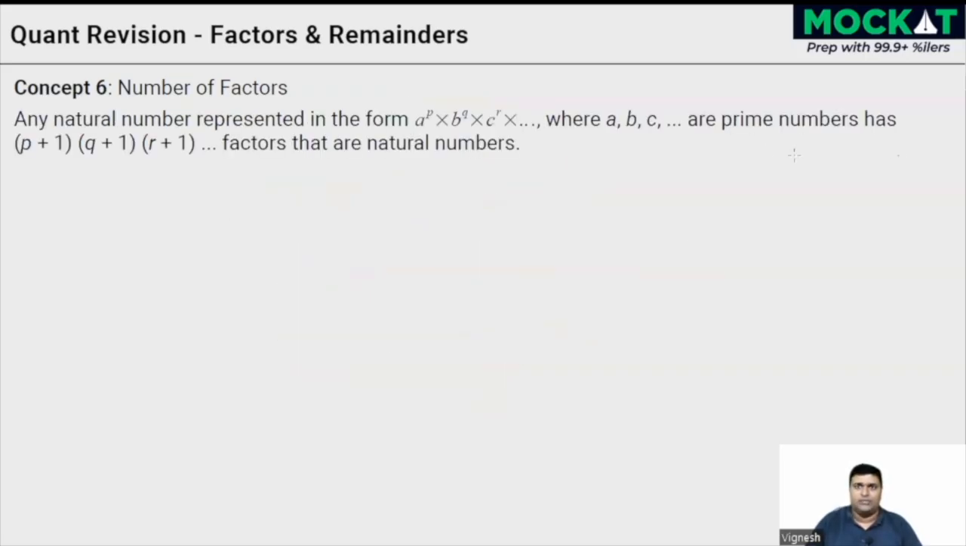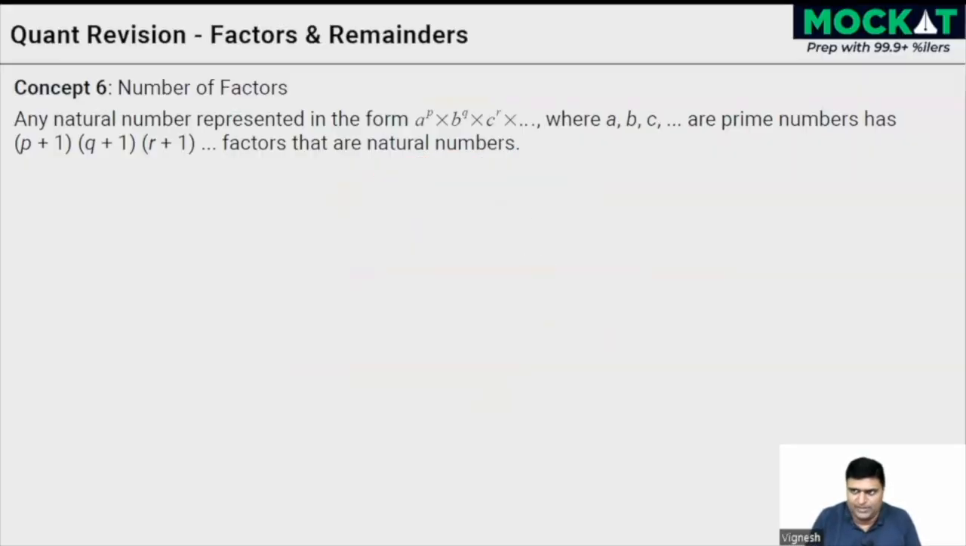So that's important. Once again, any natural number represented in the form a^p into b^q into c^r, where a, b, c are prime numbers, has this many factors that are natural numbers. Because one can say that you have negative numbers divisible as well. So if you're looking at only positive integers or natural numbers, this is the case.